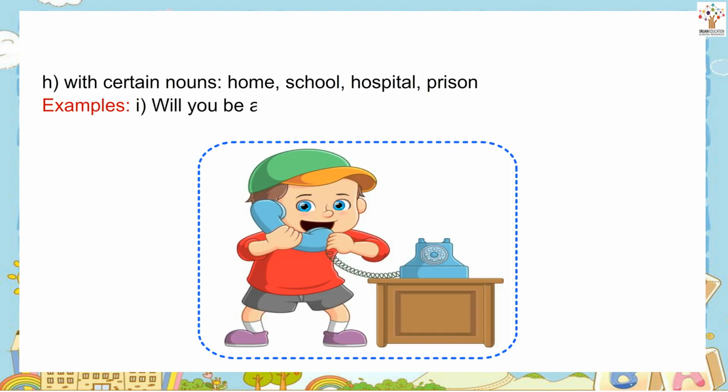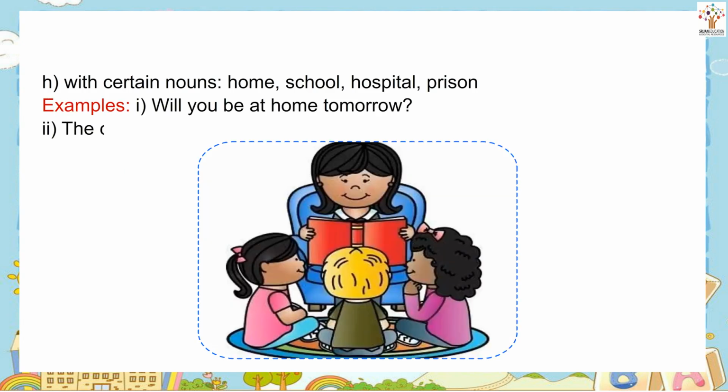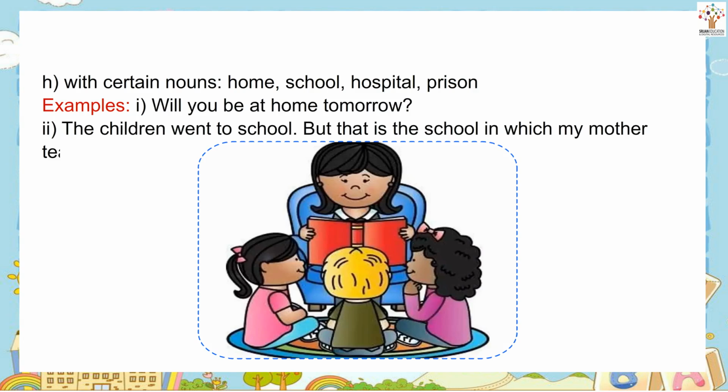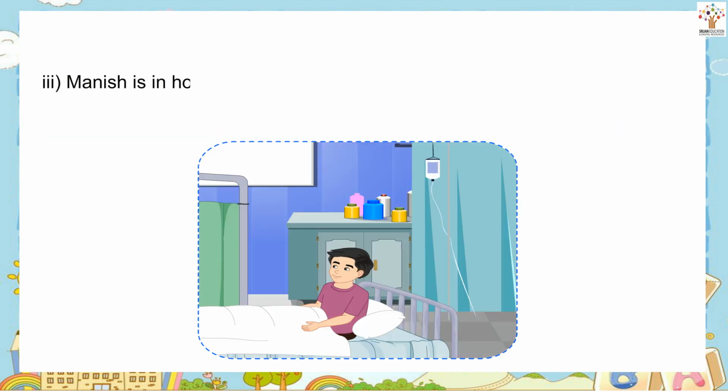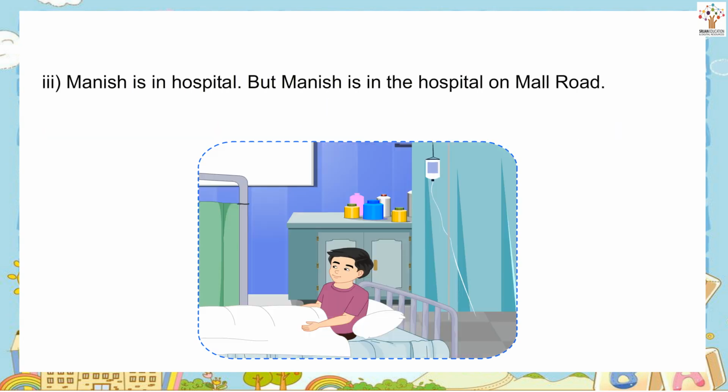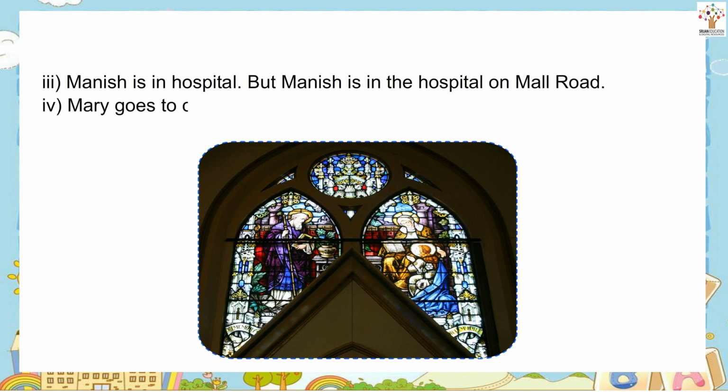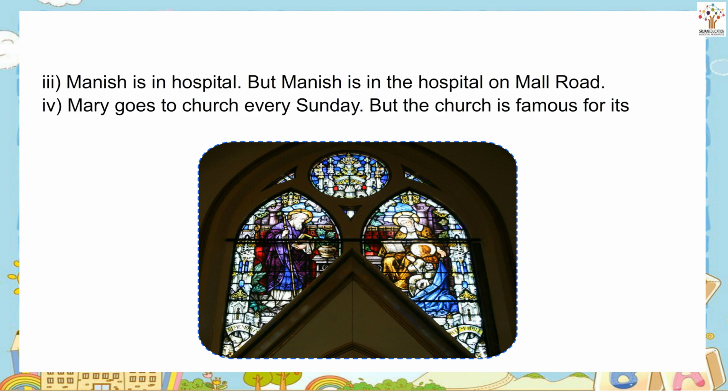With certain nouns: home, school, hospital, prison. Examples: will you be at home tomorrow? The children went to school, but that is the school in which my mother teaches. Manish is in hospital, but Manish is in the hospital on Mall Road. Mary goes to church every Sunday, but the church is famous for its stained glass windows.